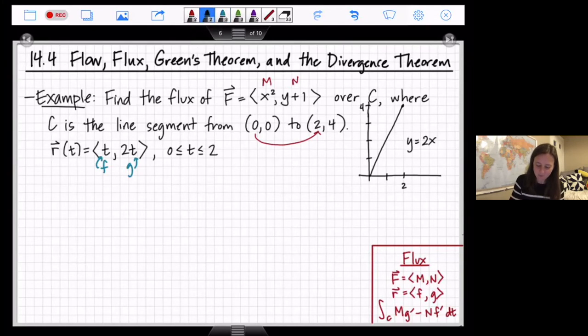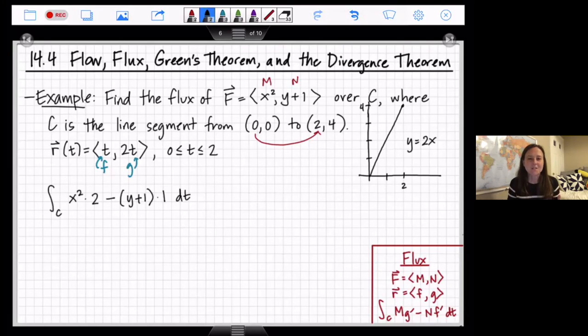All right, so let's copy the formula out of the red box. We're going to integrate over the curve. It says to take the function M, which we have labeled as x squared. So I'm going to have x squared times g prime. So g is 2t, g prime is 2. Formula has subtraction in the middle. Next is N, so that's going to be our function y plus 1 from the vector field. And times f prime. f is equal to t, f prime is going to be 1.